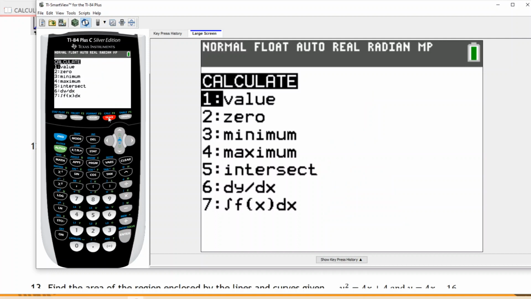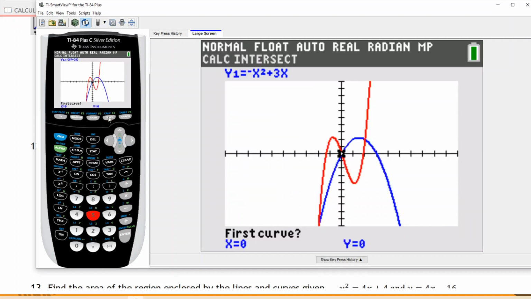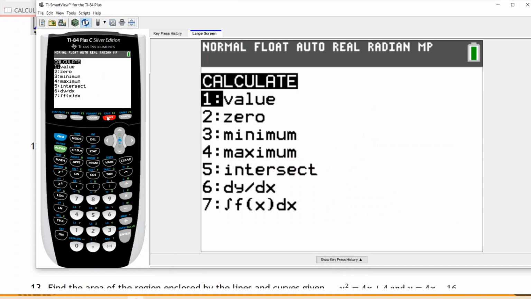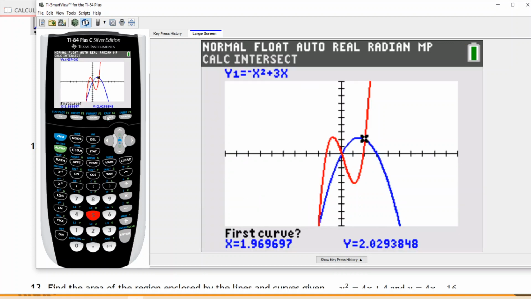So let's second calculate. First intersection, number 5. So it's an intersection between the blue curve and the red curve. It's right around x equals 2. So yeah, that first one is x equals 2. Let's find the next one. That looks like around x equals 0. So we have blue curve, red curve.